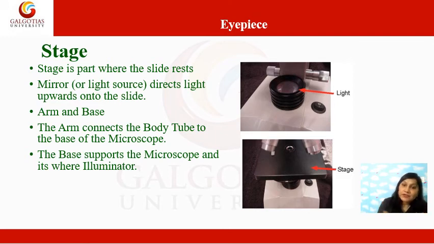Okay, and on the stage you have to place your object. Above the object you will have your objective lens. So the objective of the mirror is to illuminate the object so that you can study your object using lenses. Another part is the arm and the base. The arm connects the body tube to the base of the microscope, and the base supports the microscope. It's where the illuminator is present. You can see on this stage that there is a switch. This is a switch to turn your microscope on and off.